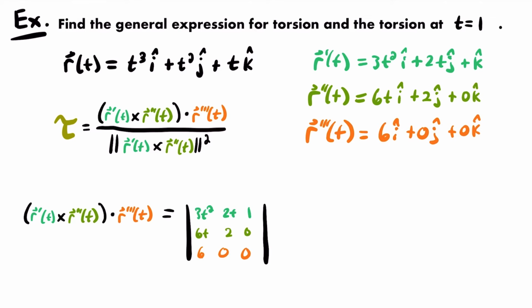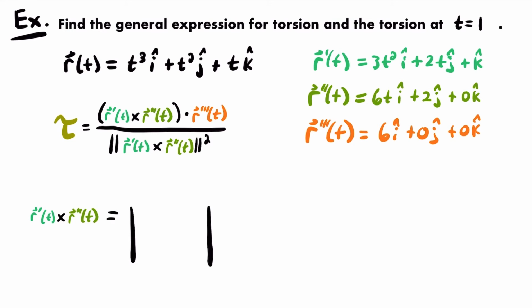So instead of calculating a triple scalar product, I would just calculate the cross product of r prime of t and r double prime of t. Setting up that matrix, we'll have i, j, and k, and then the components of r prime of t and r double prime of t. So we get 3t squared, 2t, 1, and then 6t, 2, and 0. Now calculating the cross product, we'll cover up the i column and calculate a 2 by 2 determinant. 2t times 0 is 0, minus 1 times 2, which is 2. So we get negative 2 for the i term.